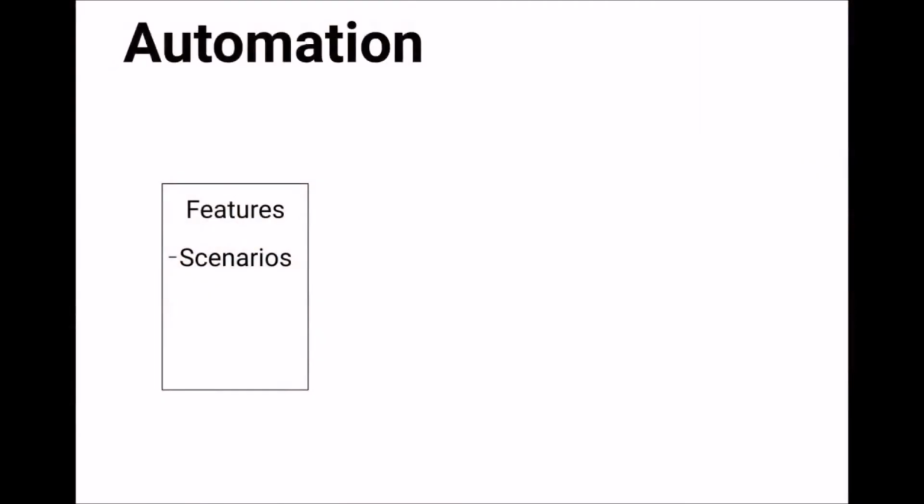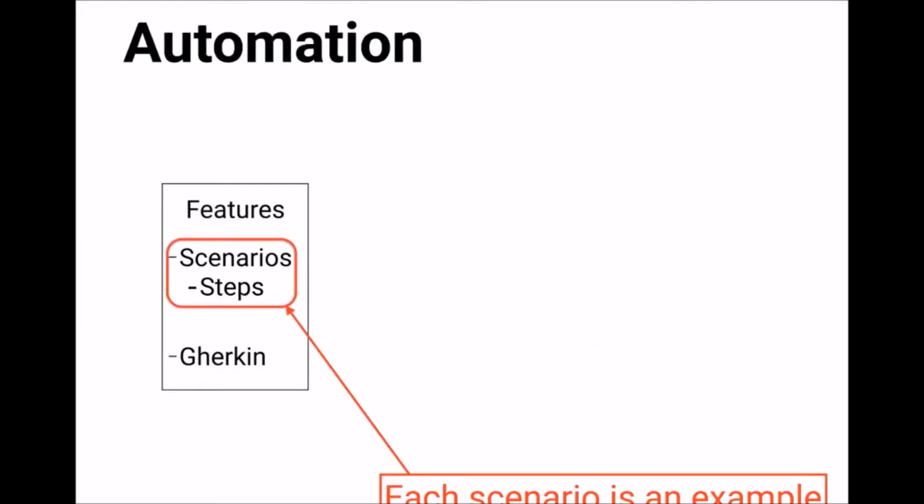Feature files contain scenarios. The scenarios are formulations of examples that we discovered during discovery. The scenarios are made up of steps. I didn't actually introduce them on the previous slide, but if you remember, it said given, when, then. Each of those is a step. Those are keywords, and the keyword introduces a step. So each scenario is made up of one or more steps. The steps are written, and the whole feature file conforms to the Gherkin syntax. Each scenario is an example.